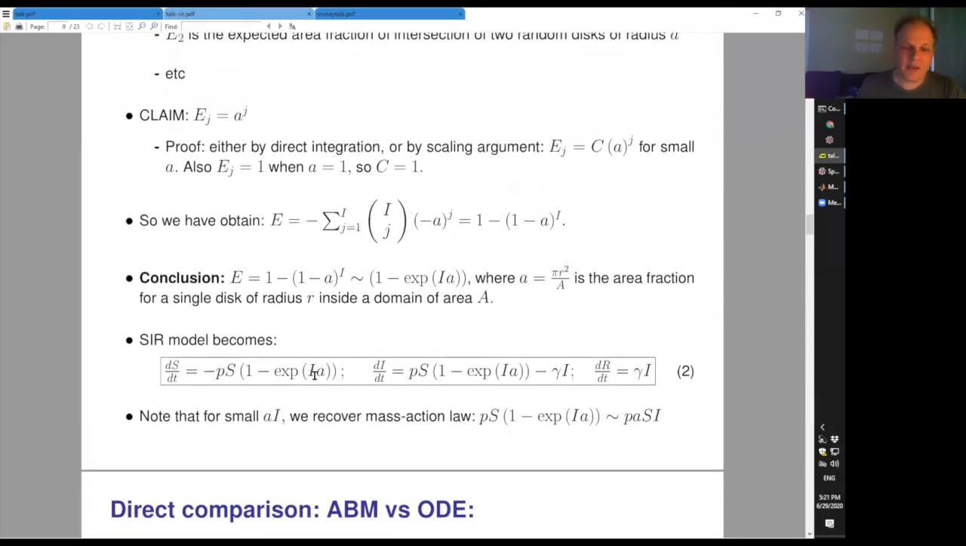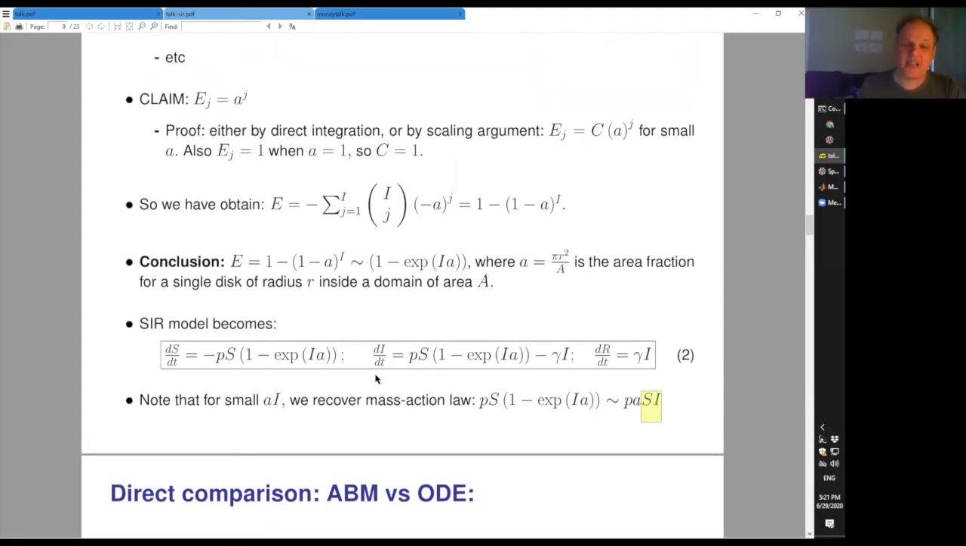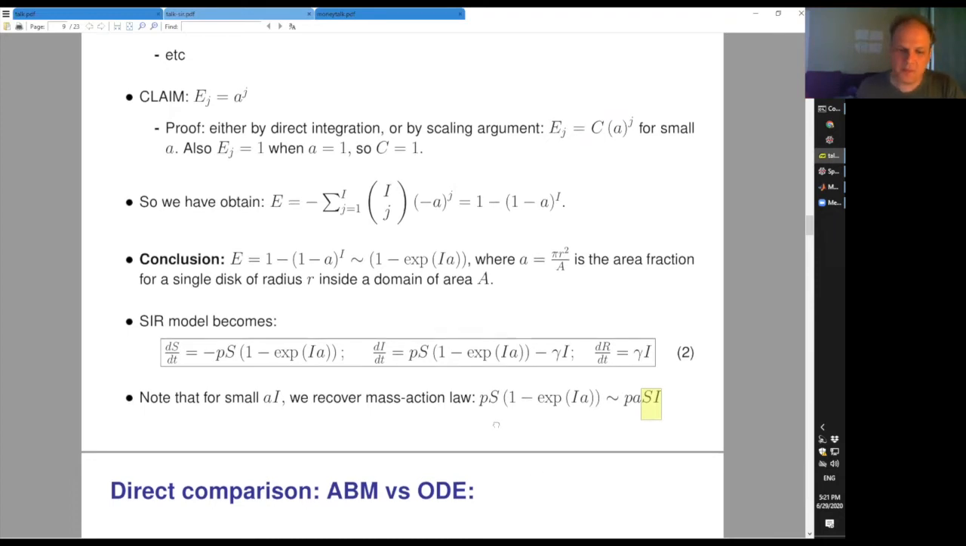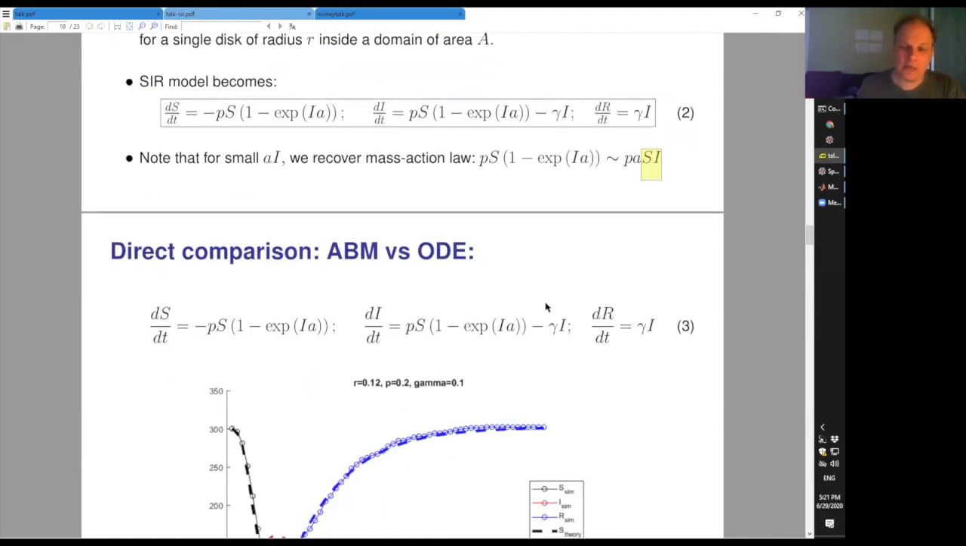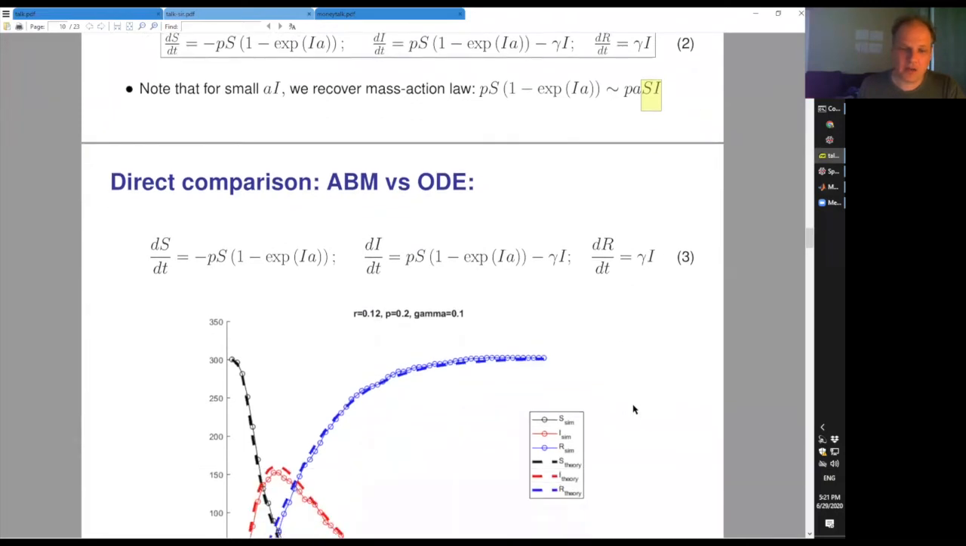And also when IA is small, then again, there should be a minus sign here, then you expand the Taylor series, you get S times I back. So this model actually looks like S times I for a small number of infected individuals, before you start hitting saturation, as should be expected. Okay, so now let's see how it compares with the actual simulations.